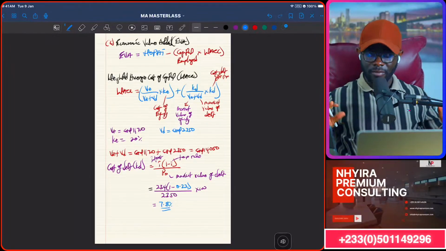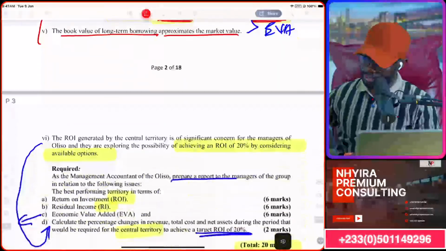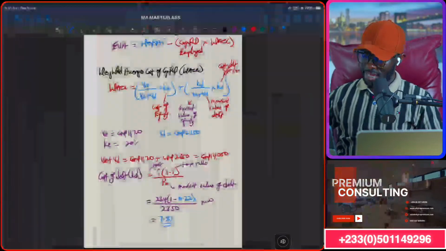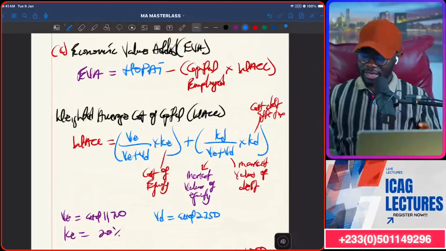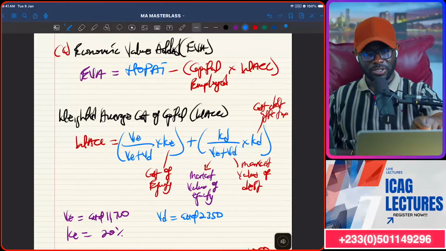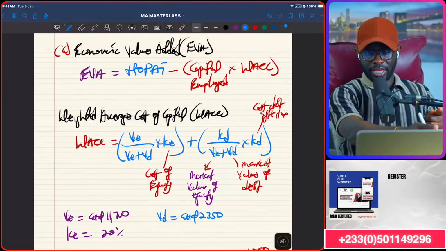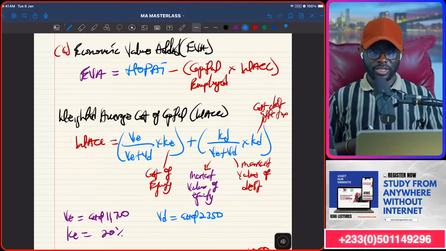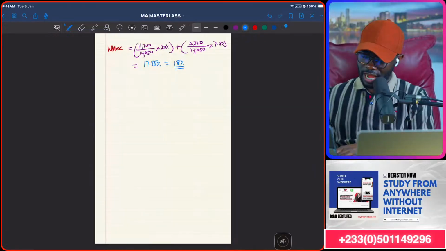Stay with me. So we are still on the C aspect of that question, which is 6 marks, right? And we just calculated the weighted average cost of capital. Now, we know the capital employed already of each of the divisions. Then we can bring in the issue in respect of the net operating profit after tax. So let's go.